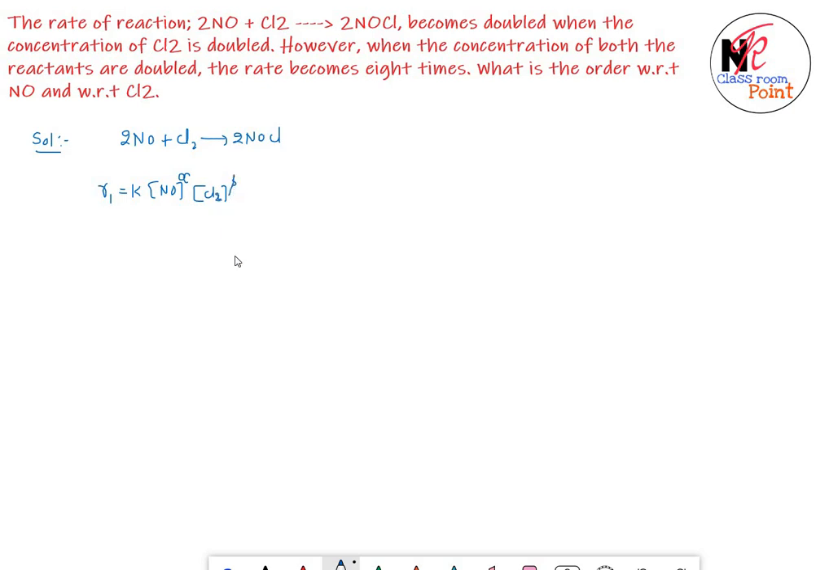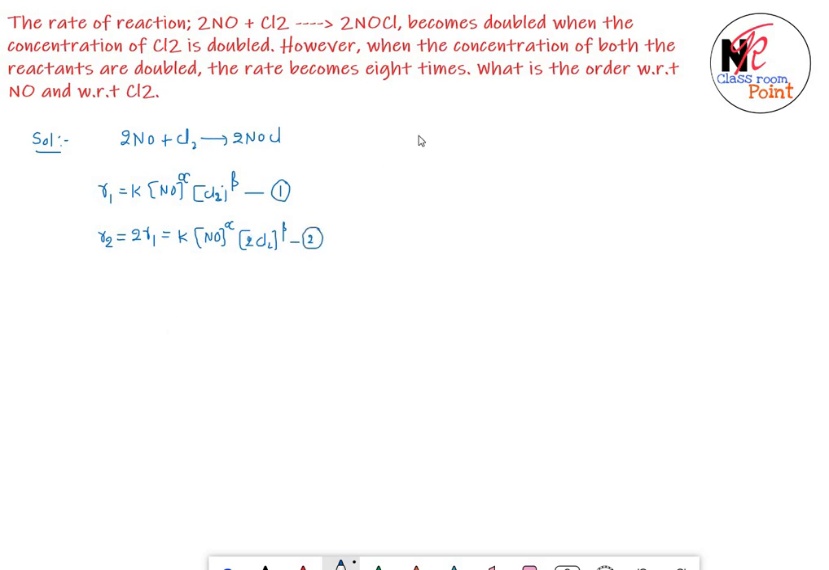Let this be equation 1. This is the initially provided information. But what they said is, when the concentration of chlorine becomes double, then the rate also becomes double. Means the second rate equals 2 times the initial rate, that equals K into concentration of NO power alpha as usual. Now the concentration of chlorine becomes doubled, so 2Cl2 power beta. Let this be equation 2.